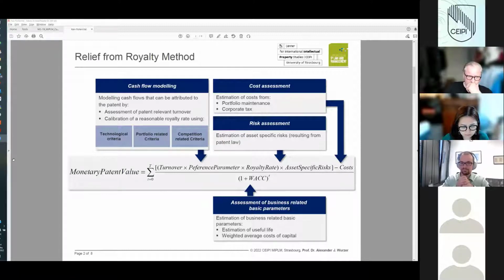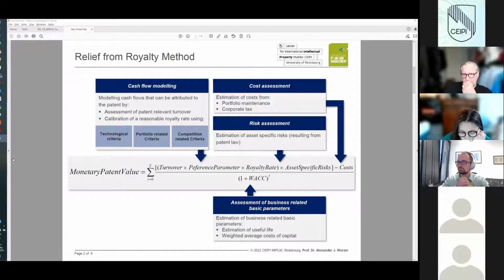This method is sort of a mixture of both the market approach and the income approach, because you use comparable royalty rates, and for the income approach you use the discount factor to calculate the net present value. The formula calculates the value over a period of time starting from T0, which will be the time at which the company wishes to acquire the asset, until the useful time for that asset.